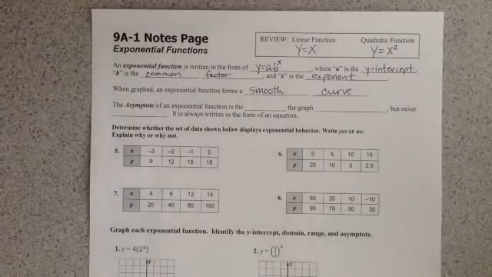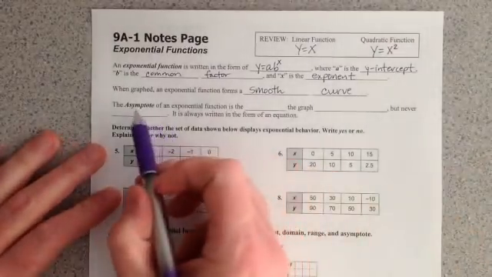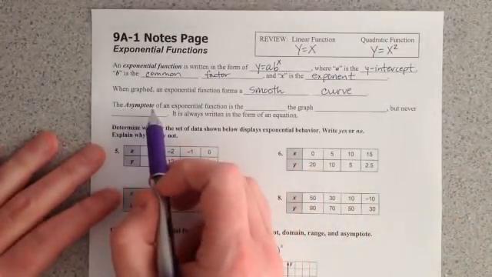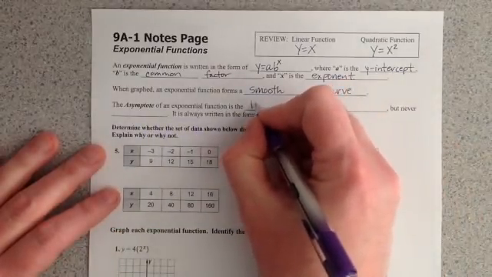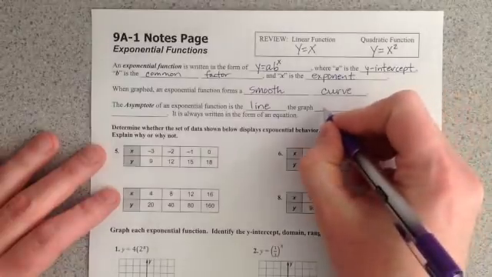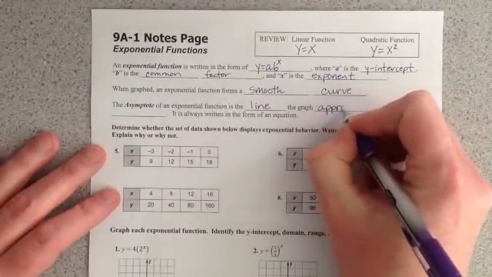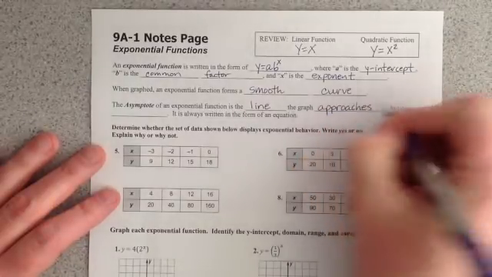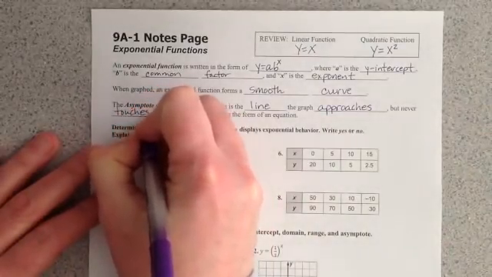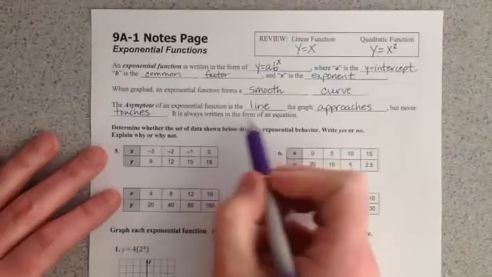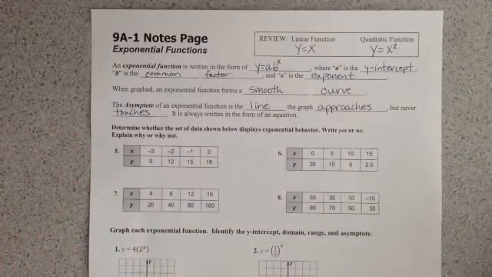Now, a new word that you're going to learn this year is the word asymptote. Okay? The asymptote of an exponential function is the line the graph approaches but never touches. And it is always written in the form of an equation. Just like the axis of symmetry is always written in the form of an equation, the asymptote is always written in the form of an equation.